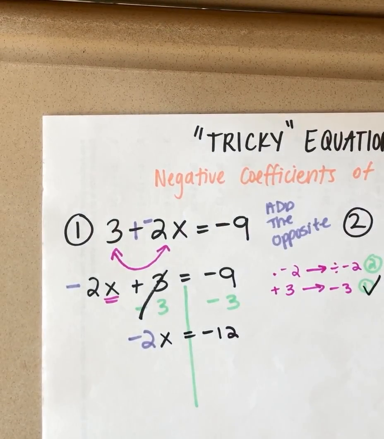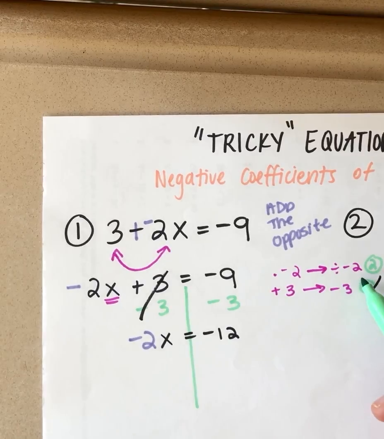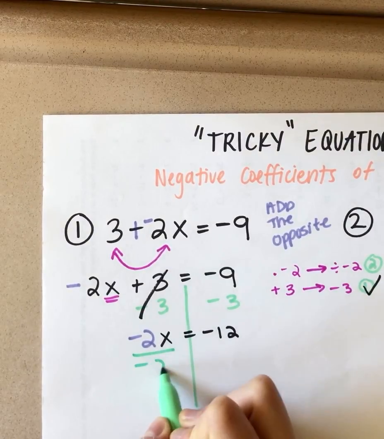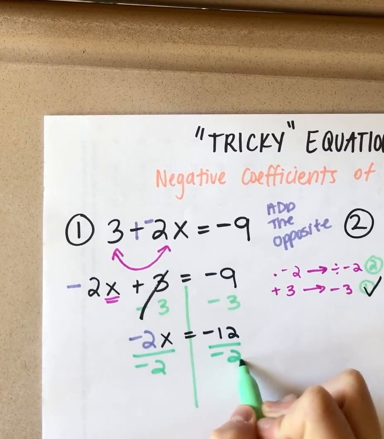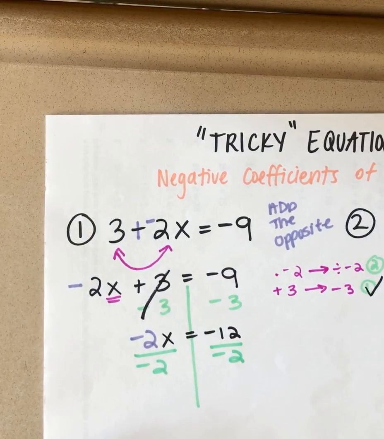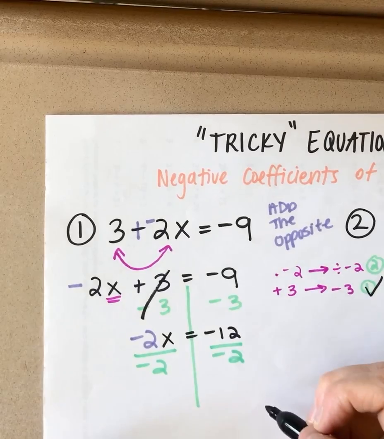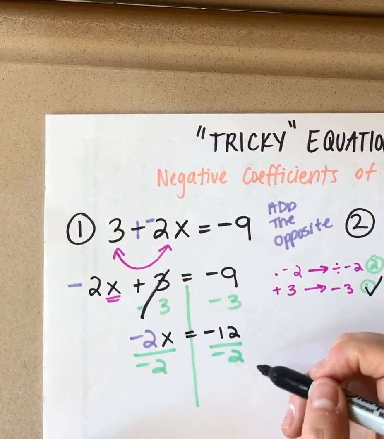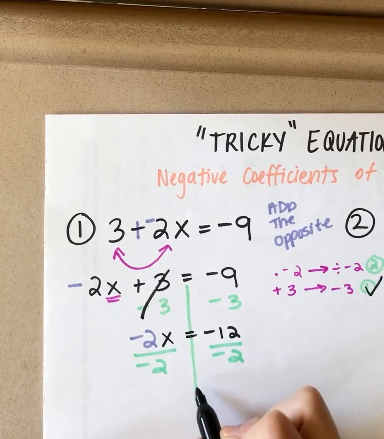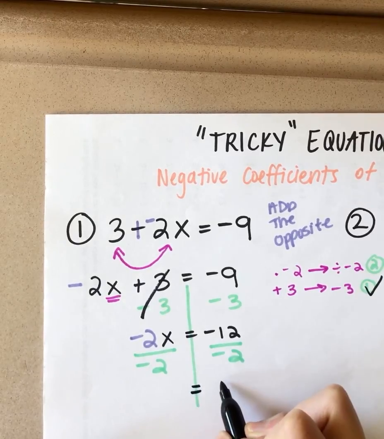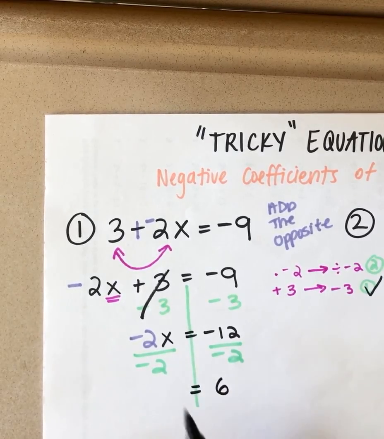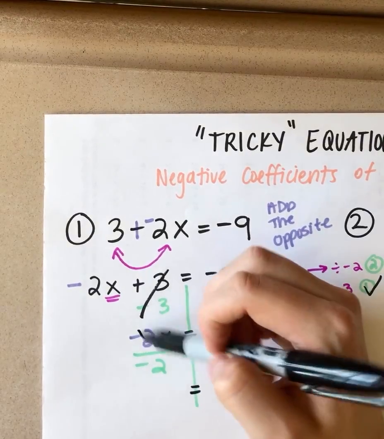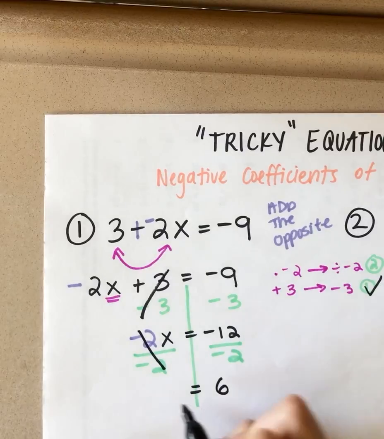The next thing I need to do is divide both sides through by negative 2, keeping in mind all of my sign rules. On the right-hand side, negative 12 divided by negative 2, same signs, is going to equal a positive answer, positive 6. And on the left-hand side, multiplying by negative 2 and dividing by negative 2 cancels each other out, and I'm just left with x.